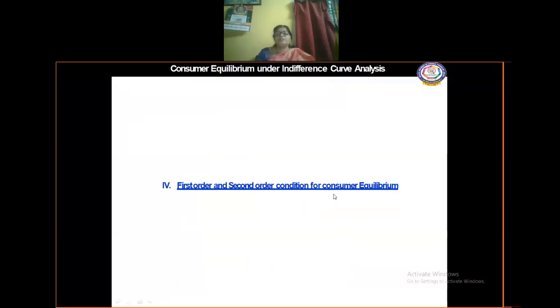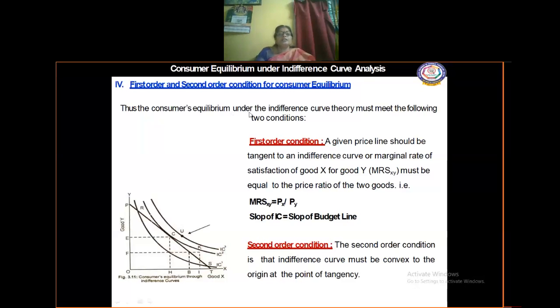So now with this indifference curve, we can see the other conditions, that is the first order and second order condition. Now what are they? We are going to see. It is nothing but the indifference curve theory that meets the following conditions when the consumer equilibrium is attained. Now what is the first condition? For the consumer equilibrium point to be attained, a given price line should be tangent to an indifference curve, or the marginal rate of substitution of x and y must be equal to the price ratio. So that is only called the equilibrium point.